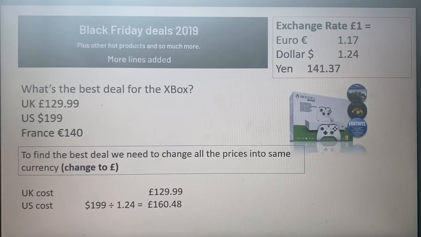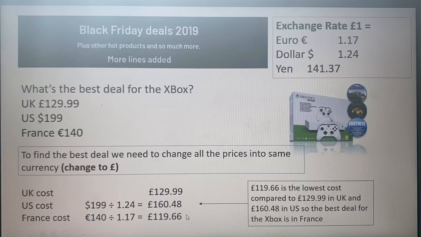which means the US cost in pounds is £160.48 to the nearest penny. And then France is in the Eurozone, so we'll divide by the euro exchange rate of 1.17, and that gives us a cost in pounds of £119.66. So we can see here then that the lowest price there is the French price, the euro cost of £119.66. So that is our best deal.